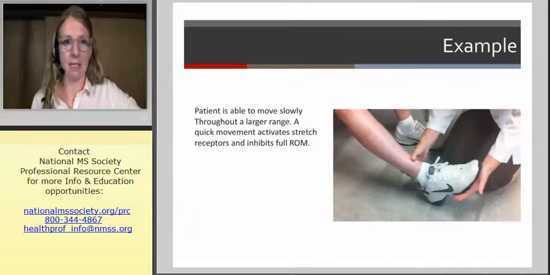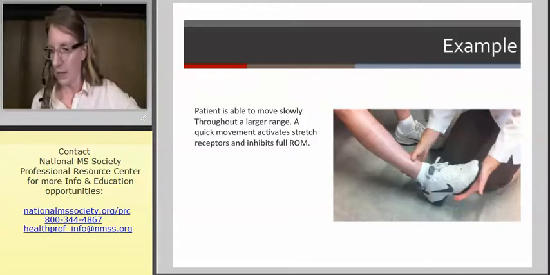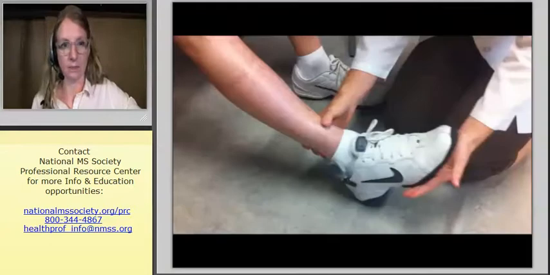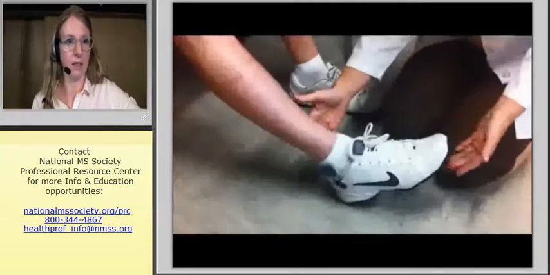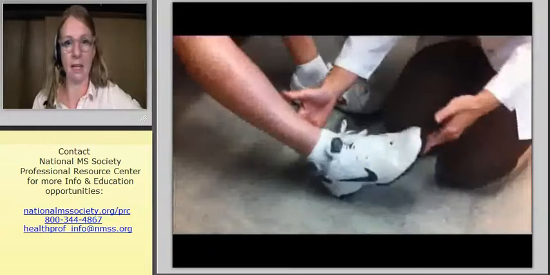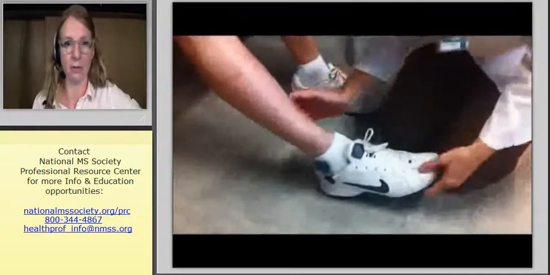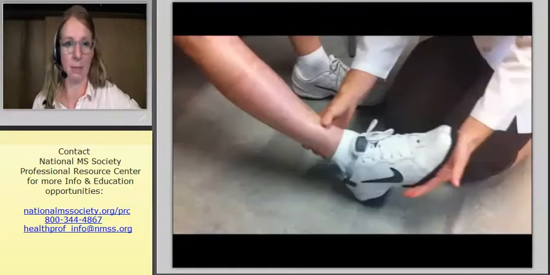Okay, this is a basic example of spasticity where I'm going to talk through this in a way and let this download for just a second. Sorry. This is a gentleman, and you can see that as you move him slowly through the motion, I'm going to play this a couple of times as I'm talking, he moves pretty well, and he has pretty good range of motion.